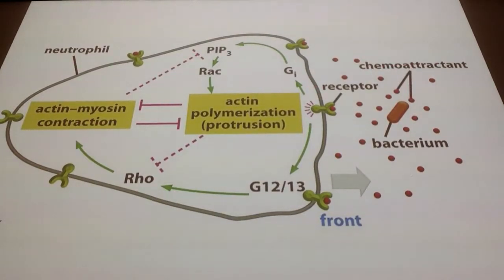How does it extend forward? By polymerization of microfilament. Polymerization of microfilament extends. Polymerization of microfilament is regulated by what? By RAC. RAC is regulated by the activation of the receptor. The receptor is activated by the chemoattractant. Right, so chemoattractant or signaling molecule activates receptor, which activates RAC, which then induces polymerization at the leading edge.